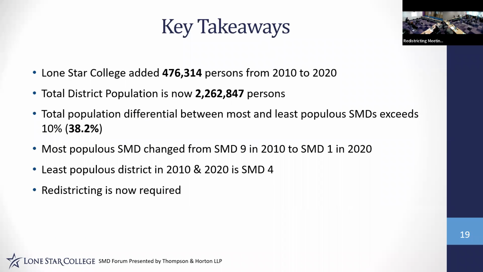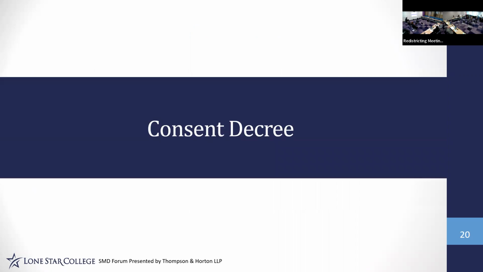So some key takeaways here. Again, almost 500,000 persons, 476,314 persons were added from 2010 to 2020. The district population is now 2,262,847. Total population now exceeds that 10% threshold. So we're looking at 38.2%. Your most populous district changed from 9 to 1, and your least populous district remained District 4. So redistricting is now required, and the fun begins. All right, back to you.